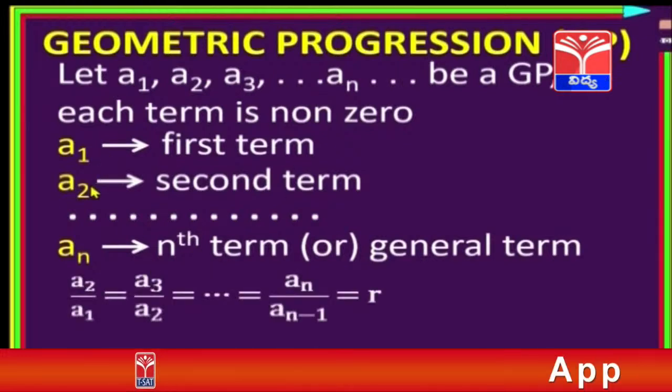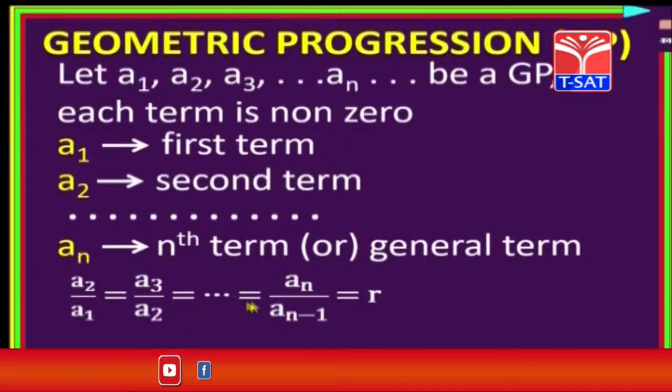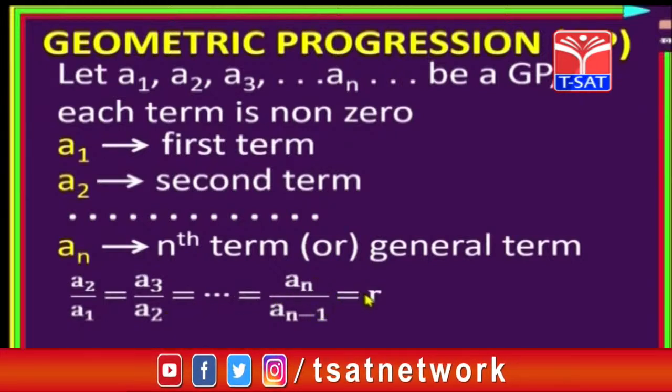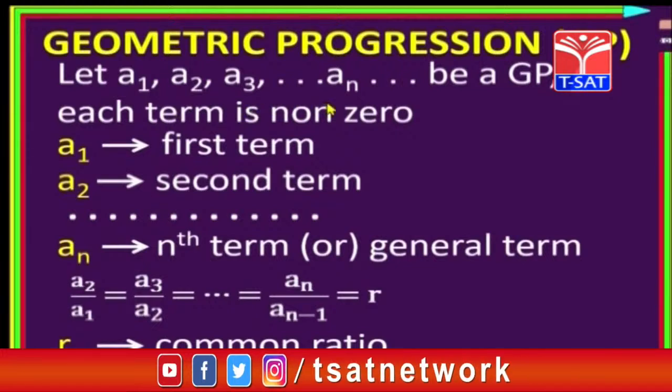So the common ratio is defined as the second term by the first term, and the third term by the second term. The ratio a2 by a1 is equal to a3 by a2, and so on, an by a(n minus 1). This ratio is constant and it is denoted by r, and that r is called the common ratio. Why have I mentioned that each term is non-zero? Because division by 0 is not defined. That's why each term is non-zero.